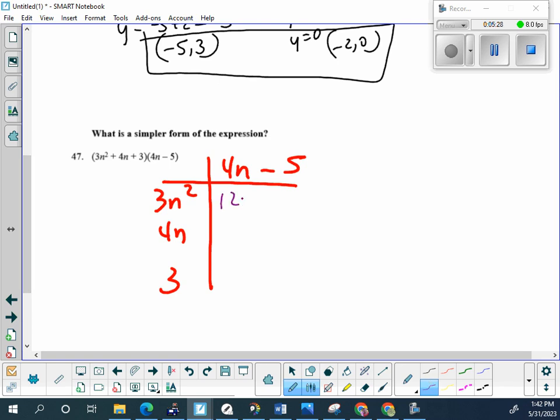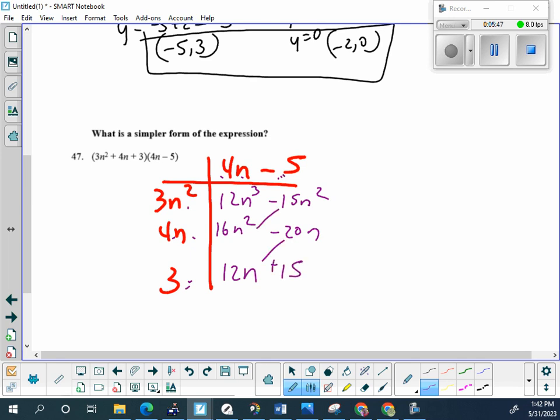So I'm going to multiply this. It's going to be 12n cubed. This times this is negative 15n squared. This times this is 16n squared. This times this is negative 20n. And this times this is 12n. And this times this is positive 15.